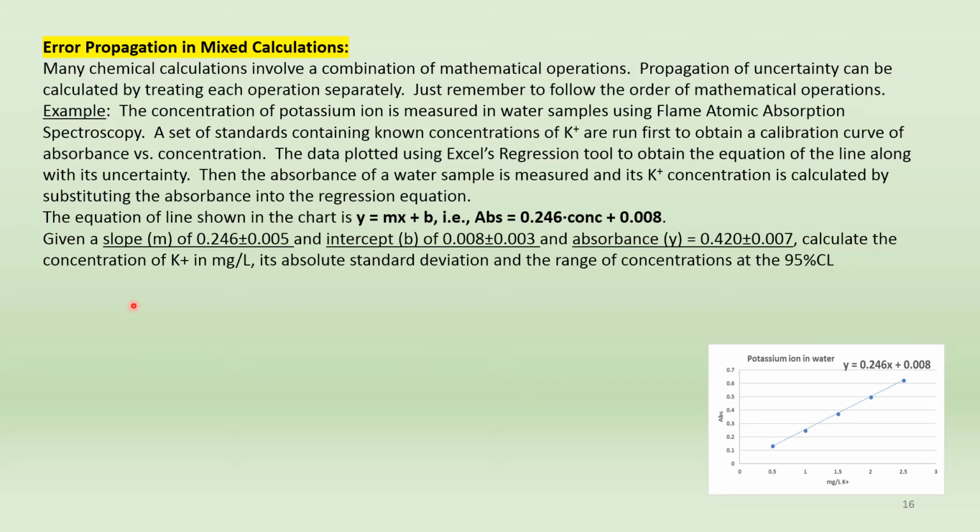So given a slope of 0.246 plus or minus 0.005, and Excel's regression tool will give you this value, and an intercept of 0.008 plus or minus 0.003, and Excel's regression tool will give you this as well, and an absorbance of 0.420, and the instrument, the spectrometer, will tell you the standard deviation on the absorbance. You get that as well from the instrument.